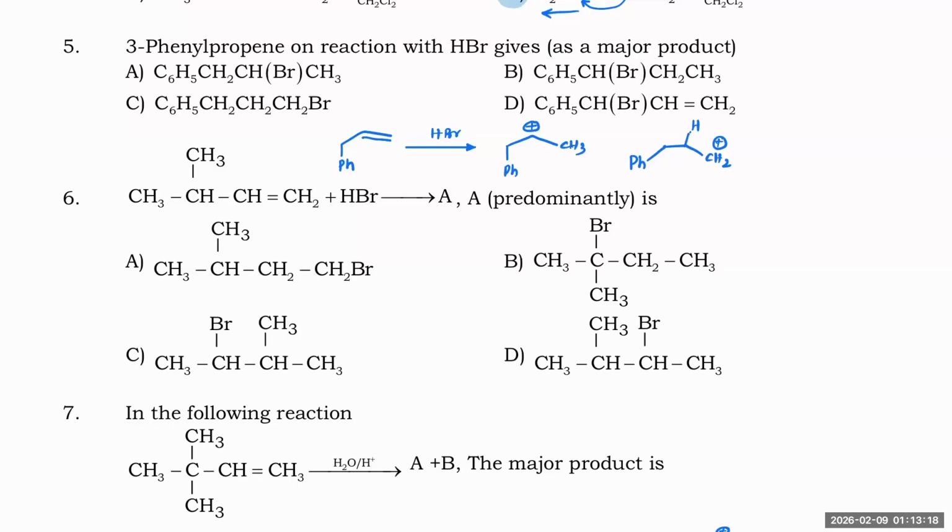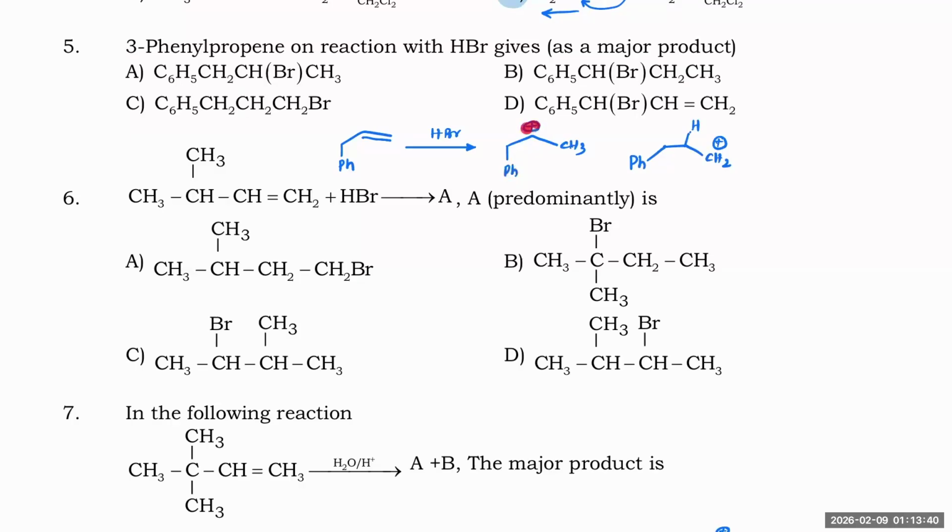So now you might be again confused. Should I go for Markovnikov addition? Should I go for anti-Markovnikov addition? Now think about it. Is phenyl that strong a withdrawing group? First of all, phenyl will have a very, very mild minus I effect. Because the positive charge is here, this phenyl is only going to give you a mild minus I effect.